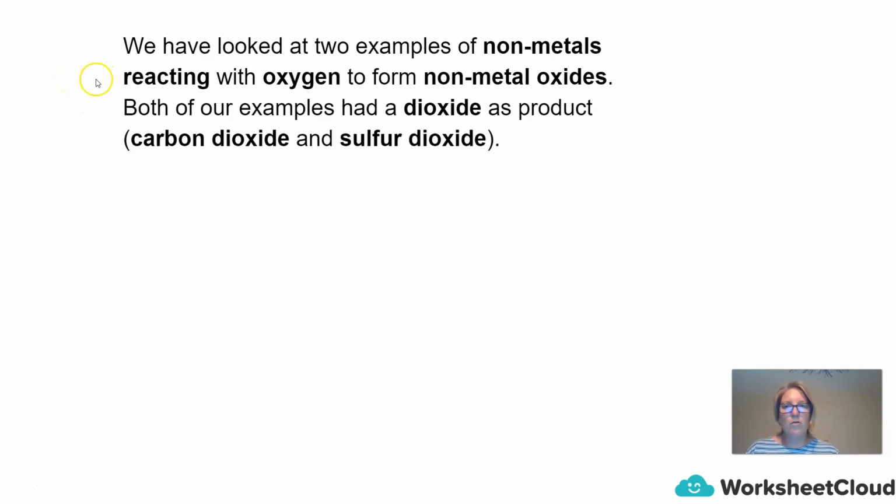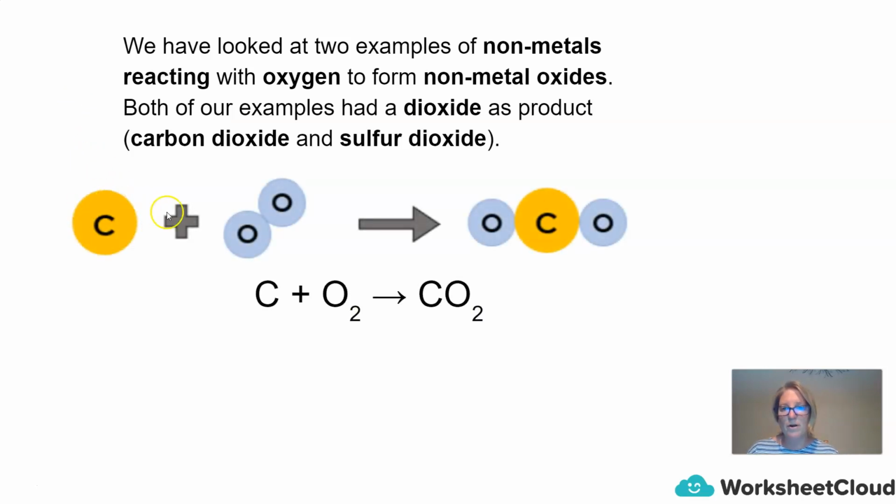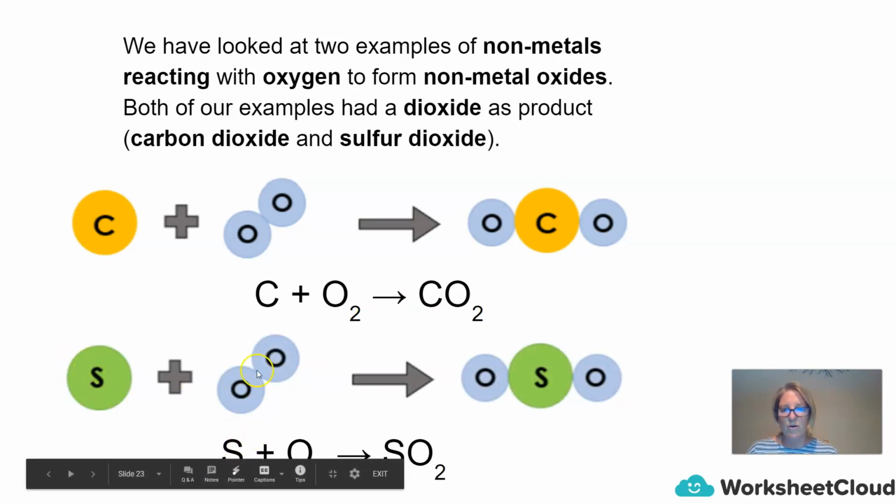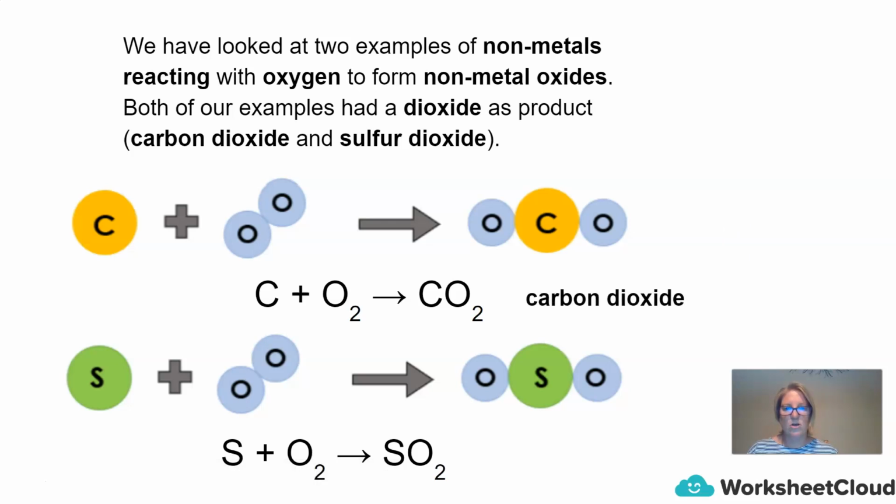So we have looked at two examples of non-metals reacting with oxygen to form non-metal oxides. Both of our examples had dioxide as a product. So for example, carbon dioxide and sulfur dioxide. So here we have carbon reacting with oxygen to form carbon dioxide. Carbon is the orange circle, oxygen is the blue circle. So one atom of carbon reacts with two atoms of oxygen. There's the reaction to produce one molecule of CO2. Then sulfur, the green, reacts with oxygen to form sulfur dioxide. So CO2 represents carbon dioxide and SO2 represents sulfur dioxide.